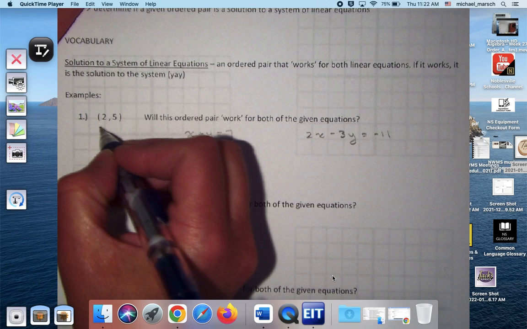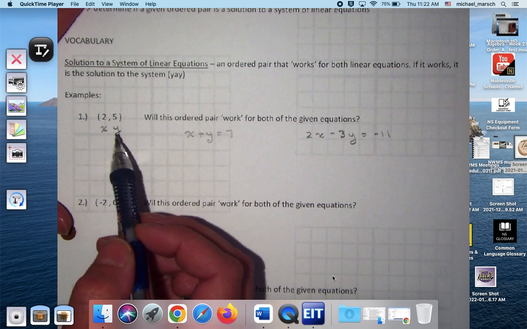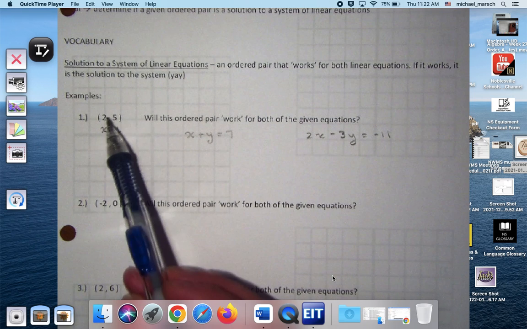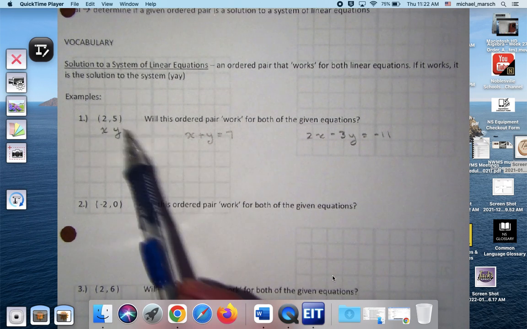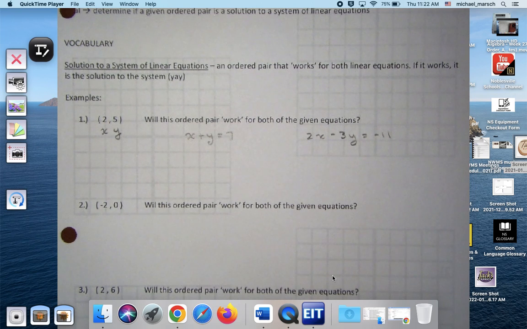So I have this ordered pair, and they happen to be an x and a y. So I'm going to take the x from the ordered pair and put it where the x is, and the y from the ordered pair and put it where the y is, and see if it works. If it works, the left and right will be equal. If it doesn't work, it's not equal, and that means we don't have a solution to this system.